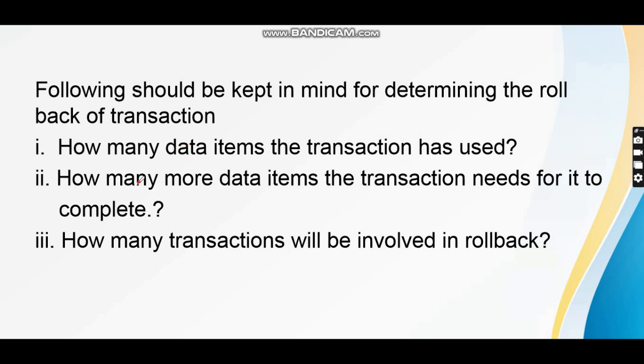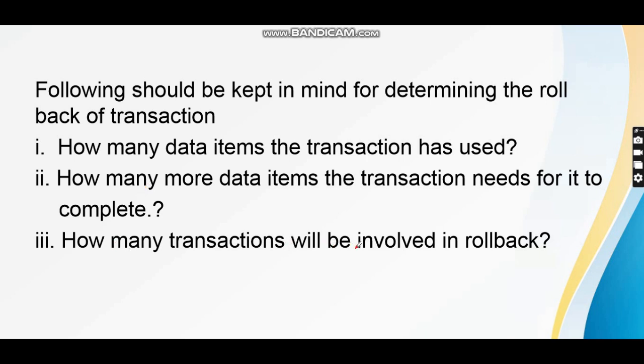Okay. Next, how many more data items the transaction needs to complete. Okay. Next thing we must consider, how many more data items the transaction needs. It might need only one data item to complete. Okay, so it is very dangerous to roll back this particular transaction. So we have to think before rolling back any transaction. If it needs only one data item, then we will let it proceed. We are not going to roll back this particular transaction. Instead, we are going to make the resources available for this transaction, right?